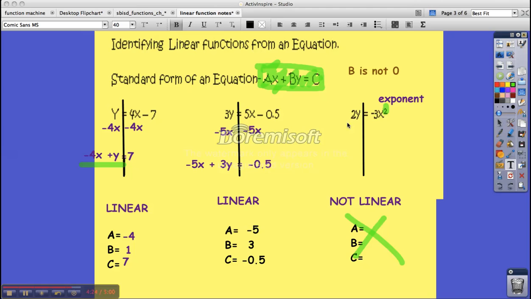This last one cannot be written in linear form. The reason it cannot be written in linear form is because you have negative 3x squared. If you have x squared, I can't write it as ax. It would have to be ax squared, and that is not standard form. So this one has an exponent. It cannot be written in linear form. So this one is not linear. You don't need to fill that table out.